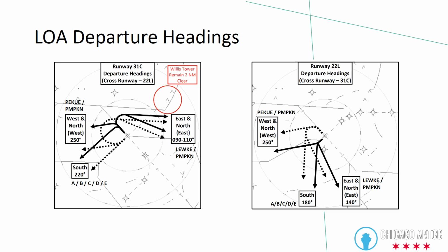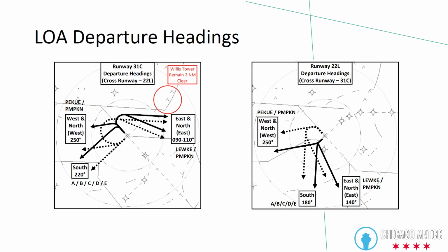So now we're finally getting those pictures that we've mentioned a few times now, our LOA departure headings with C90, the C90 Midway Air Traffic Control Tower LOA. And these are the headings that we're expected to give our IFR departures. So we'll focus on the document on the left there, runway 31 center departure headings, cross runway of 22 left. You can see the dashed or dotted lines there for the departure headings for runway 22 left, the solid for 31 center. And if you look there, you can see PQ, Pumpkin, west and north with west in parentheses.